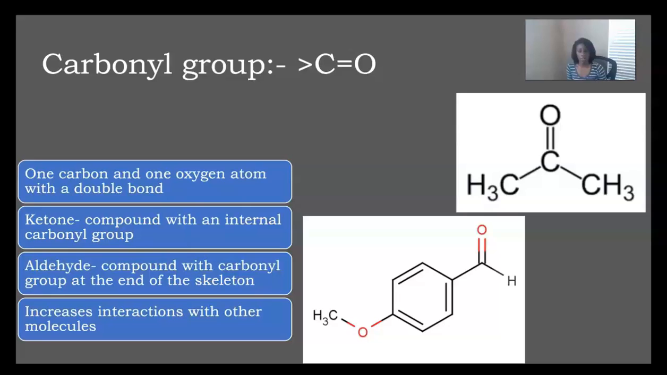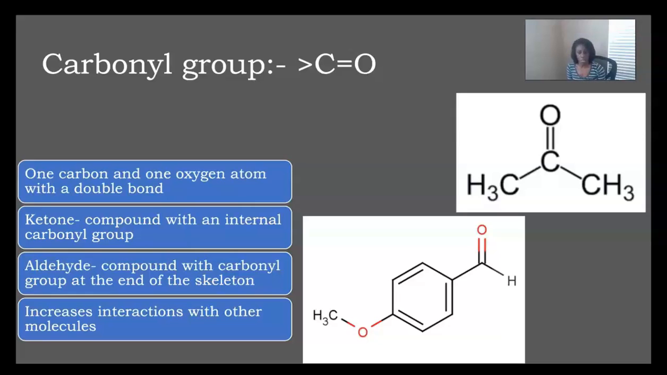If the carbonyl group joins the carbon skeleton with an internal bond, meaning it's not at either end of the skeleton, then the compound is called a ketone. If the carbonyl group joins the carbon skeleton at the end of the skeleton, at either one of the ends, then it's called an aldehyde. So carbonyl groups can be called either ketones or aldehydes. They're both organic compounds with carbonyl groups. The difference is just where the carbonyl group is positioned.